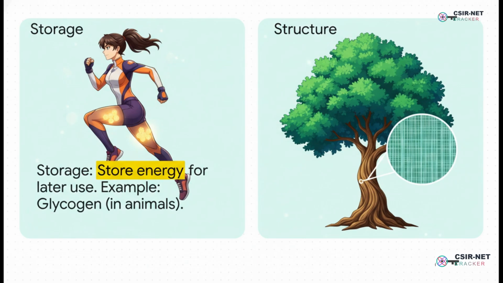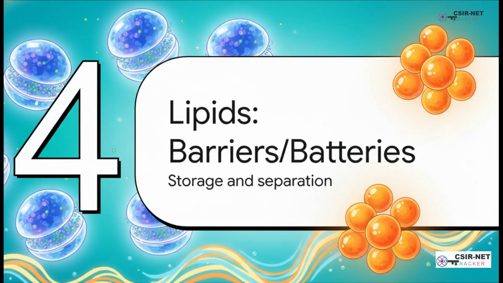The other job is structure, like that super tough cellulose that gives plants all their strength and rigidity. On to our third tool, lipids, or as I like to call them, the barriers and batteries. The one thing you absolutely have to remember about lipids is that they do not mix with water. And this simple property makes them absolutely perfect for two super important jobs: creating boundaries, like the membranes around our cells, and storing a ton of energy for the long haul.